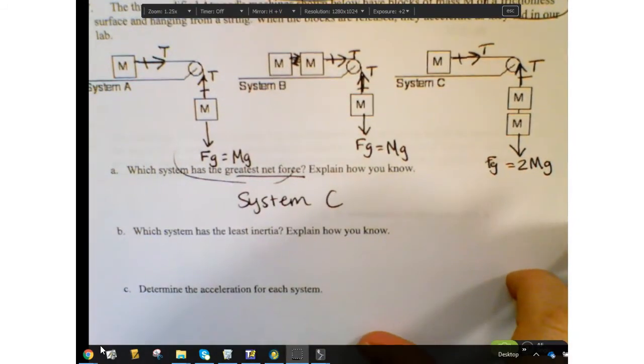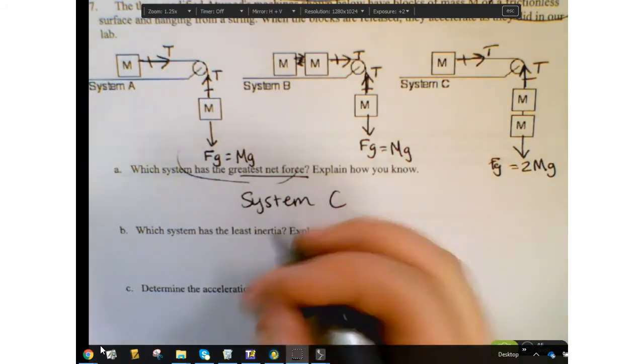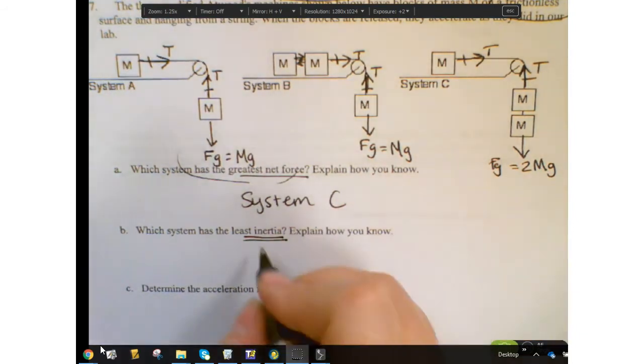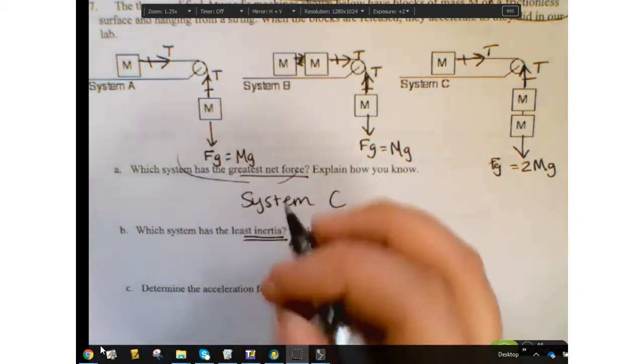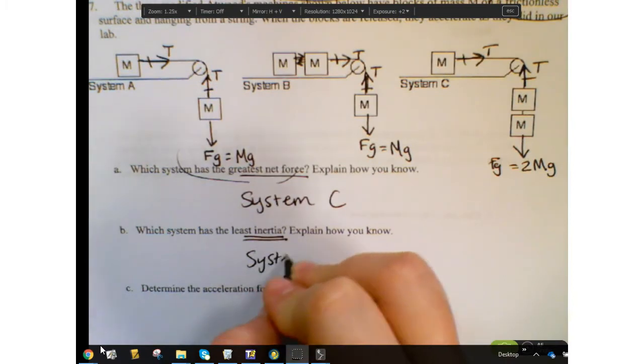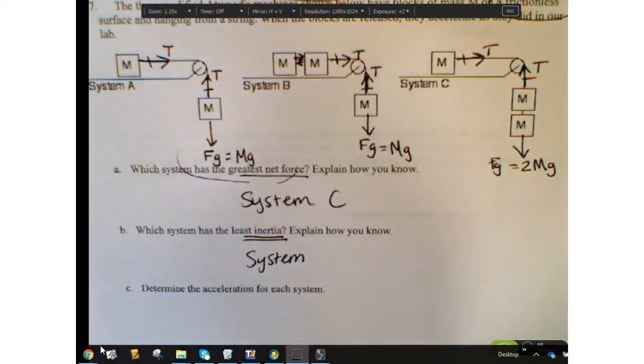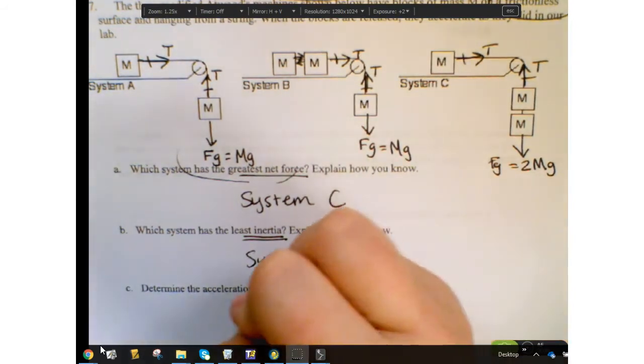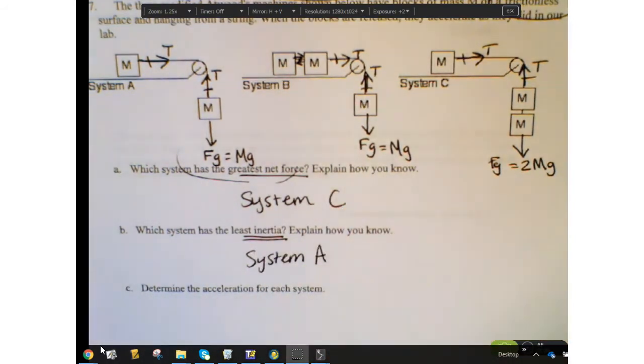Now, which system has the least inertia? Inertia is directly dependent upon the mass of the system. So the one with the smallest mass is going to have the least amount of inertia. That means it's going to be the easiest to get going, and it's also going to be the easiest to stop once it's accelerating. So system A, because it has the least amount of mass.